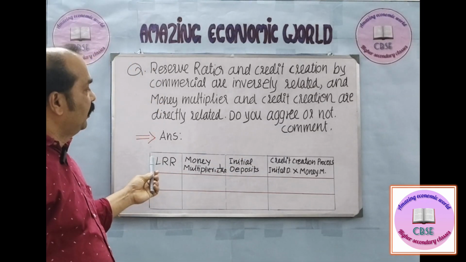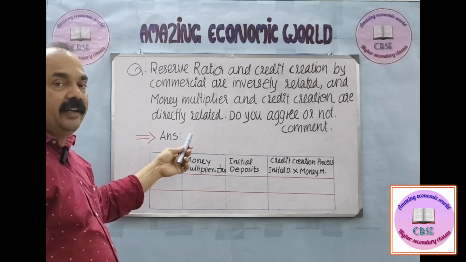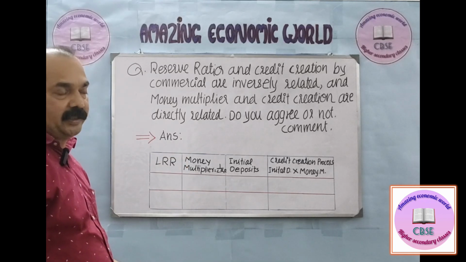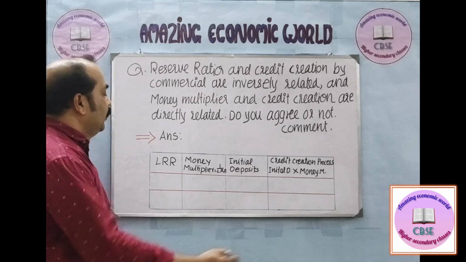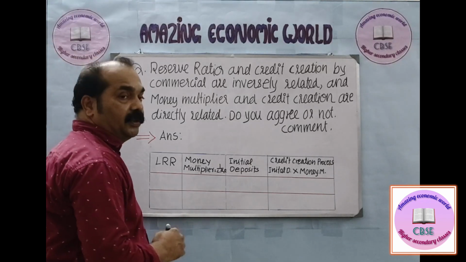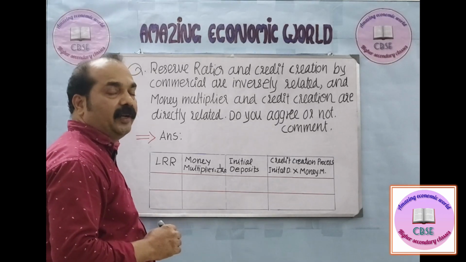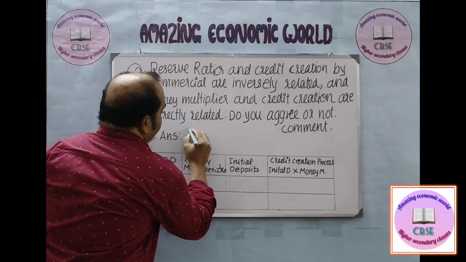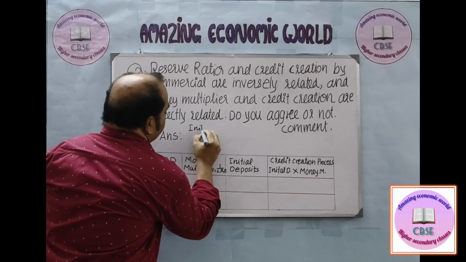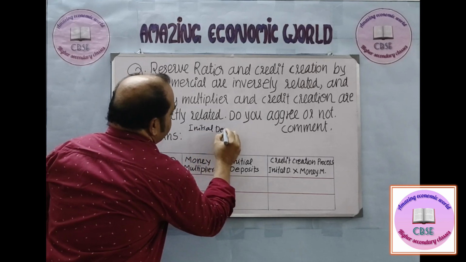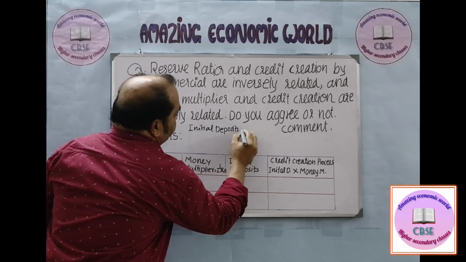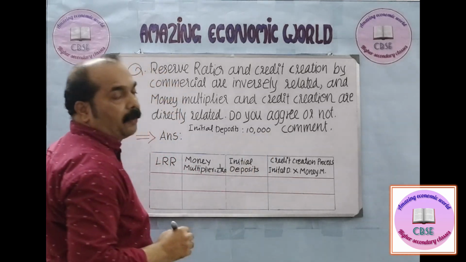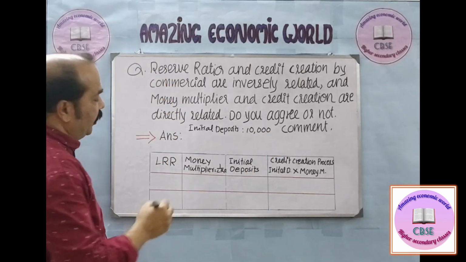Yes, we agree. We can agree to this. We are going to prove this by taking a numerical example. Suppose the initial deposit is 10,000. Here we take initial deposit 10,000 and money multiplier.